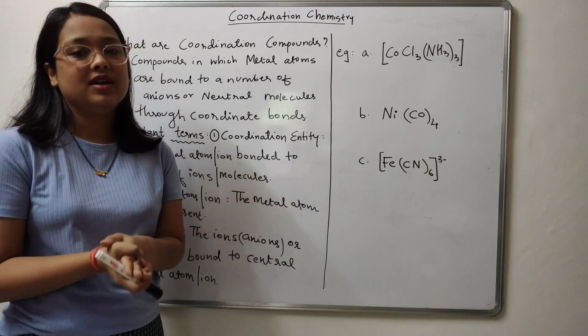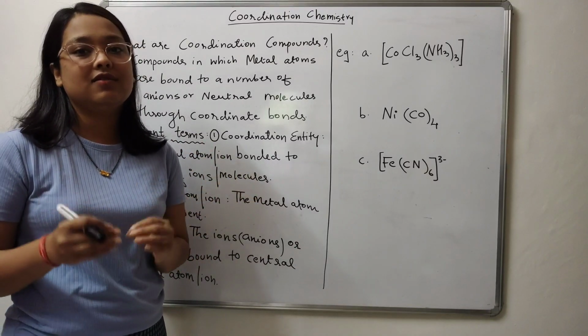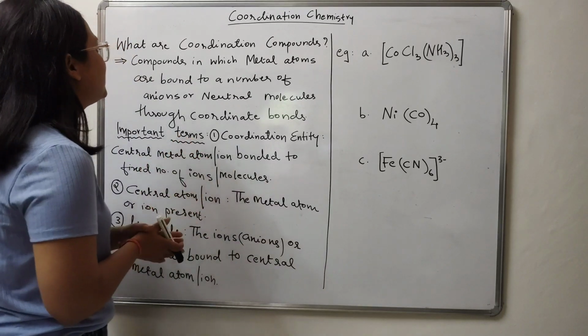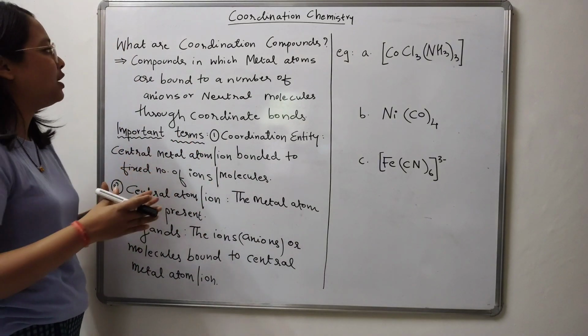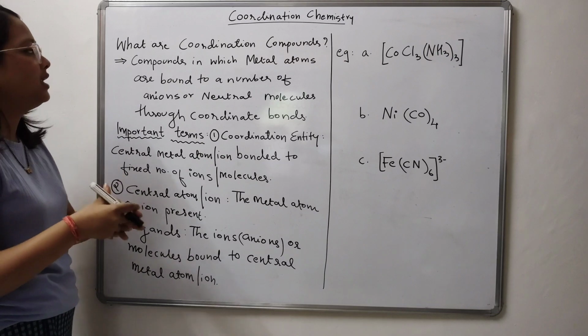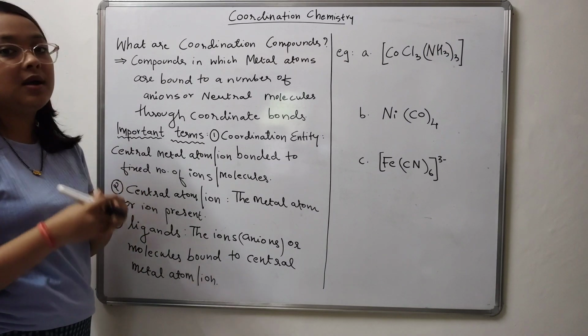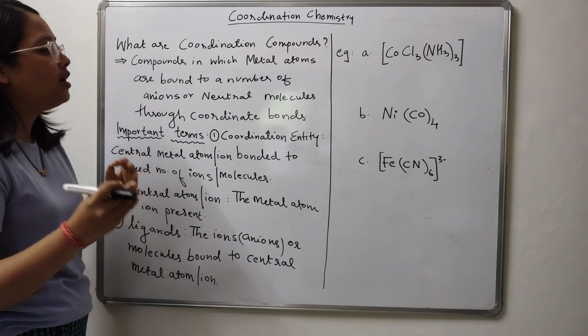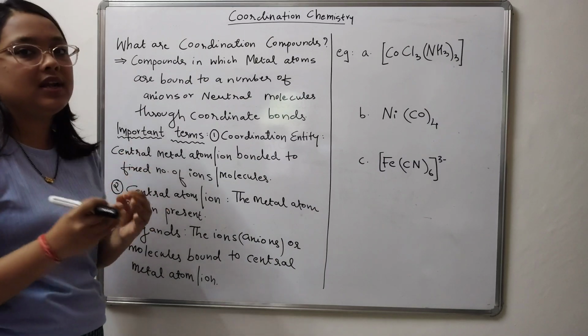Let's study about coordination chemistry, starting with the definition of coordination compounds. So what are coordination compounds? Compounds in which metal atoms are bound to a number of anions or neutral molecules through coordinate bonds.